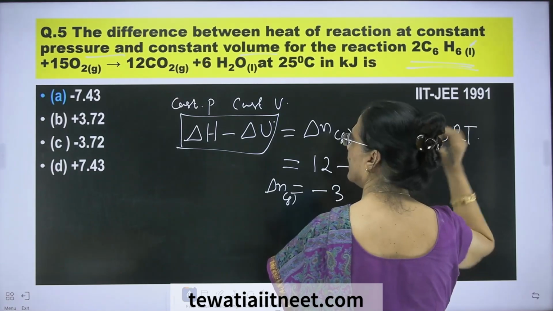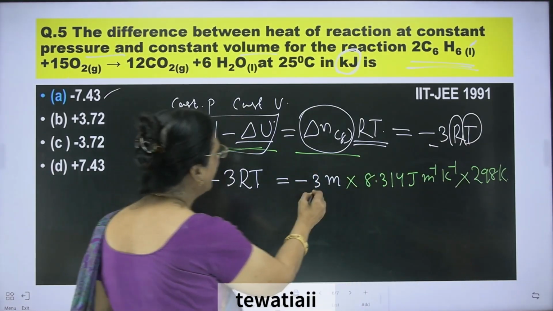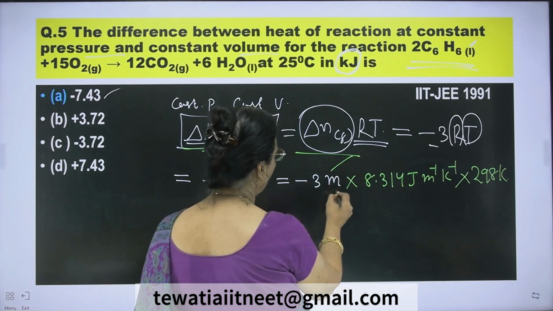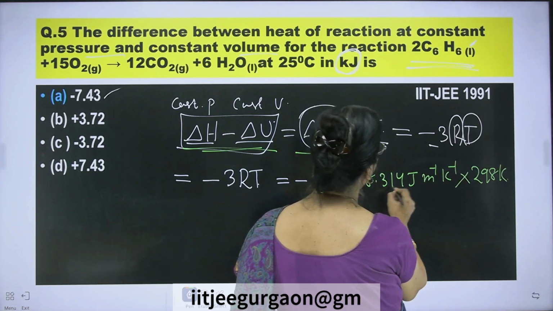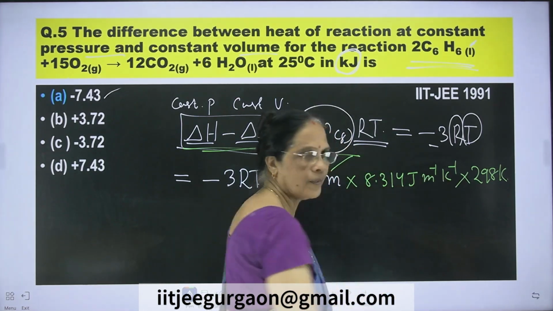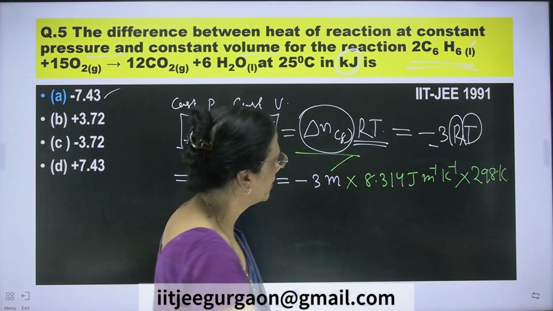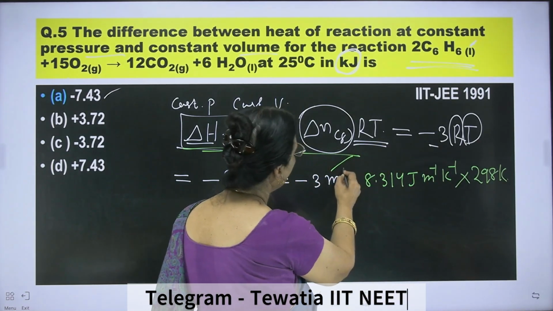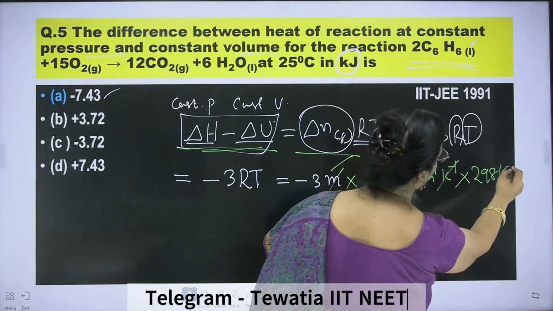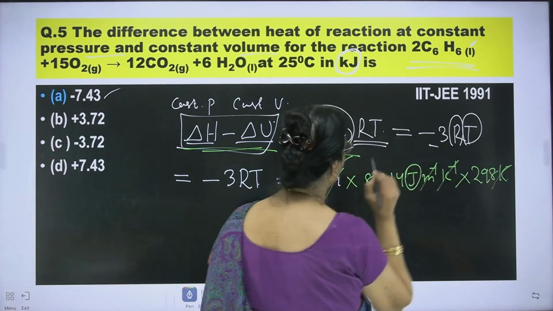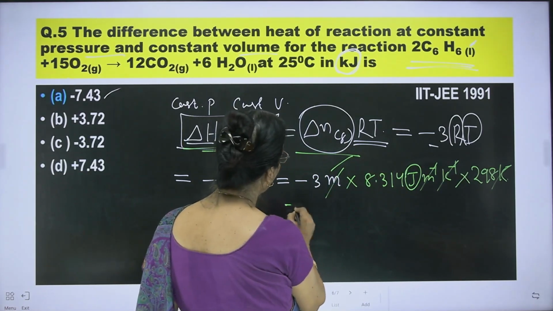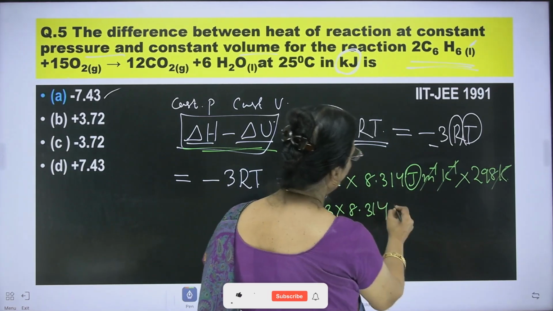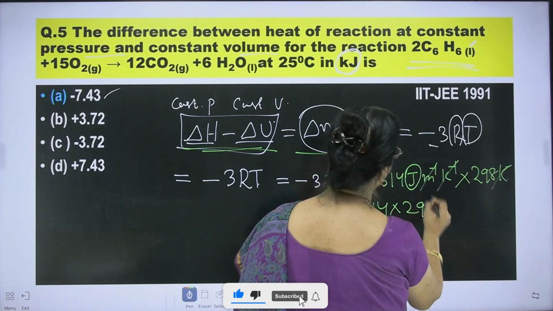RT. Clear? Now if you put all these values, this del Ng is equal to minus 3 mole, you see, 3 mole. Clear? And R is equal to 8.314 joule per mole per Kelvin. All units you please see. Then 298 Kelvin. Now if you see, the mole unit will be cancelled, K and K will be cancelled, only joule will be left. Clear? So it is equal to minus 3 into 8.314 into 298, this is in joule.